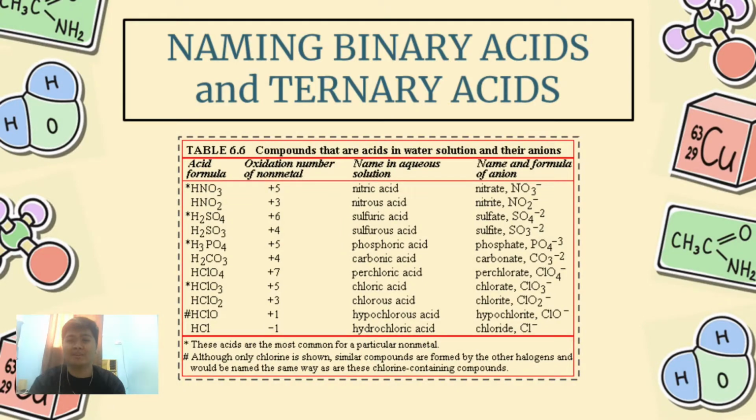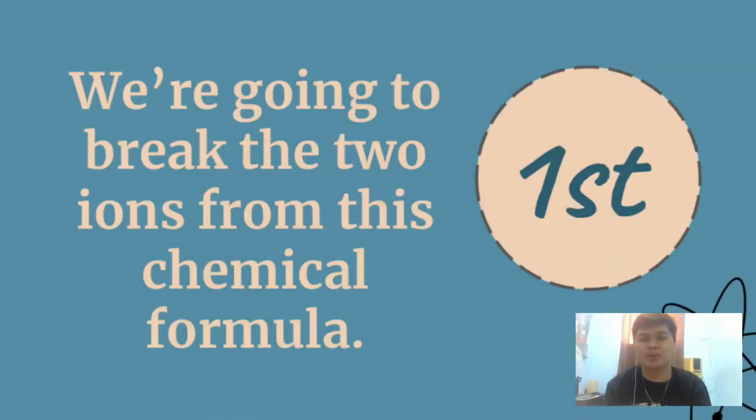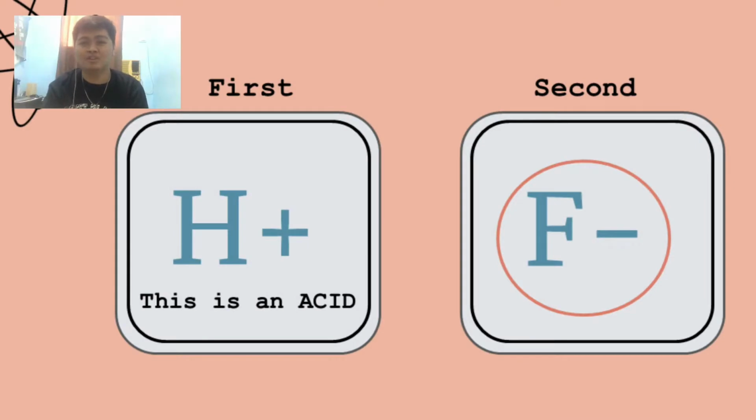Now let's talk about naming acids. Step 1. We're going to break the 2 ions from this chemical formula. One is 1 H plus charge because it is an acid. And the second one is 1 F minus charge. It has to be minus because the charge of H is 1 plus. And it has to be balanced.